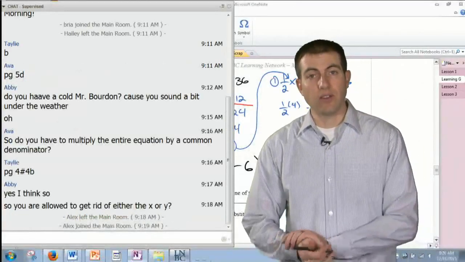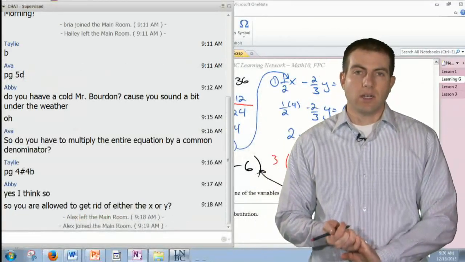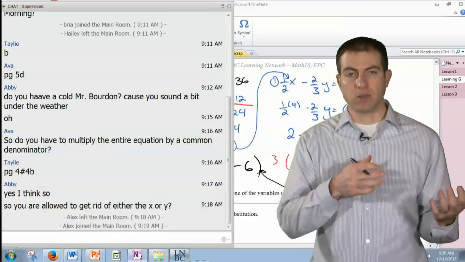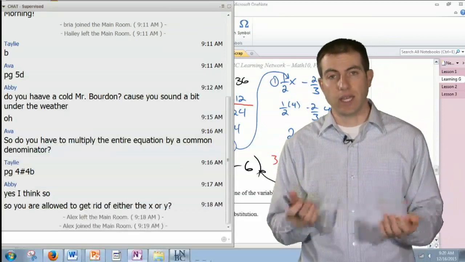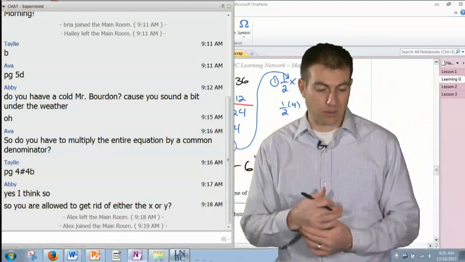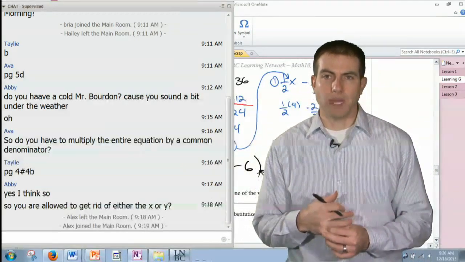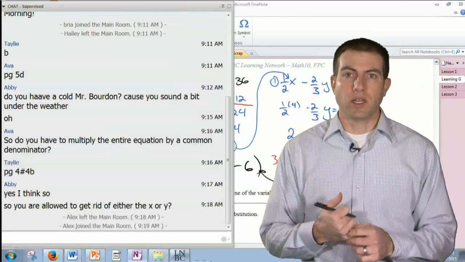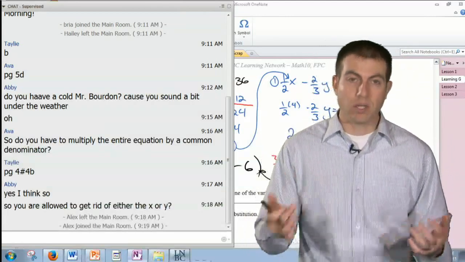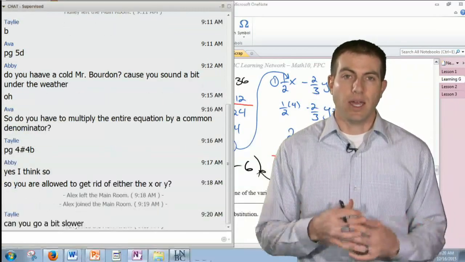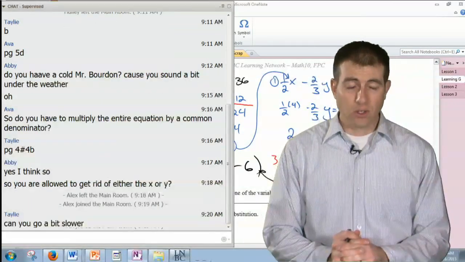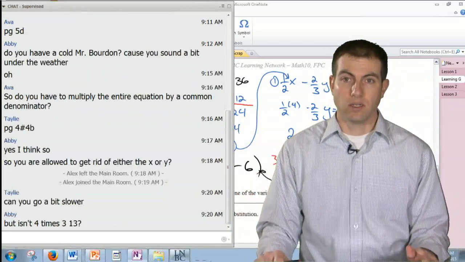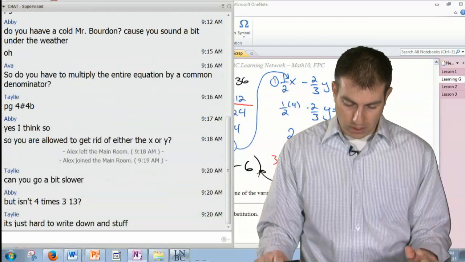So you're allowed to get rid of either the x or the y. It doesn't matter. If you got rid of the x, then you get y equals and then plug the y back into one of the original equations. If you found the x, you'd get x equals and plug that back into the original equation. It doesn't really matter which way you do it. And like so many things we do in math, there's so many ways to do these problems. You can literally do them 100 different ways, and no way is more correct than the other.